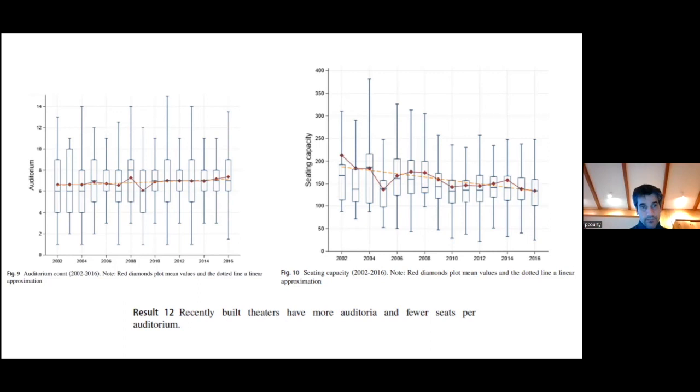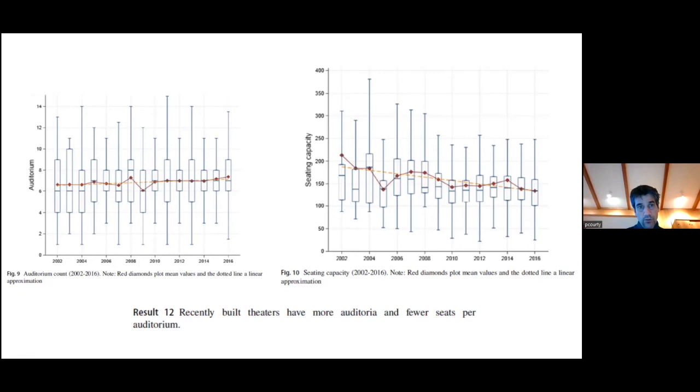So maybe you could argue that the theaters in our sample were built way back, where possibly the number of titles was different and this hypothesis of theater first, movie second was less relevant, right? Choice was less important. So maybe if that's the case, theater owners should realize that currently, if you take the revenue function from 2012 to 2016, the sweet spot would be like 9 auditoria and about 120 seats per auditorium. So if that's the case, we should see that the theaters built recently have more auditoria and fewer seats. And that's what we do here.